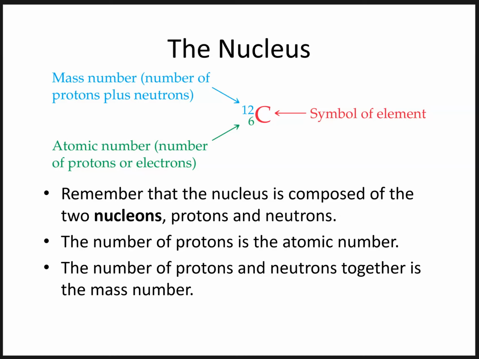Oftentimes we'll leave off the atomic number when writing nuclear reactions, as we have the symbol of the element present, and it is somewhat redundant to write 6, for example, when we're talking about carbon, because we know all carbon atoms have 6 protons.